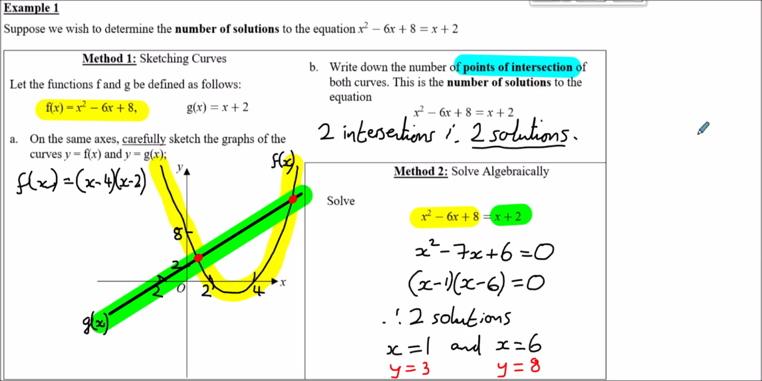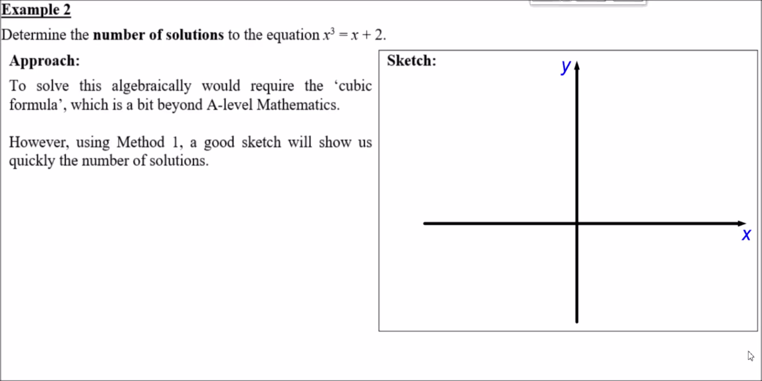In this example, we need to determine the number of solutions to the equation x cubed equals x plus 2. So like I was mentioning for example 1, that algebraic approach was better because we could manipulate it, we could factorize it, we could solve it nicely. Here we can't. So we could use the cubic formula, which is degree level and an absolute nightmare. If you are that way inclined, if you're thinking, what is a cubic formula? Be my guest, go onto YouTube. There are some videos there, but it is an ugly, pretty unwieldy beast. Okay, so don't worry, you don't need to know the cubic formula for A level.